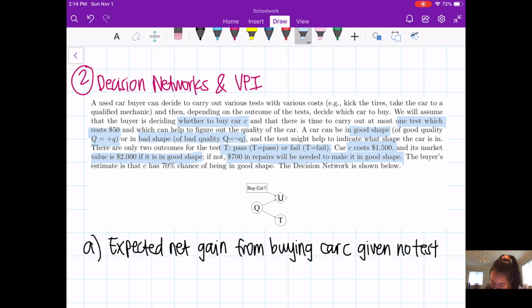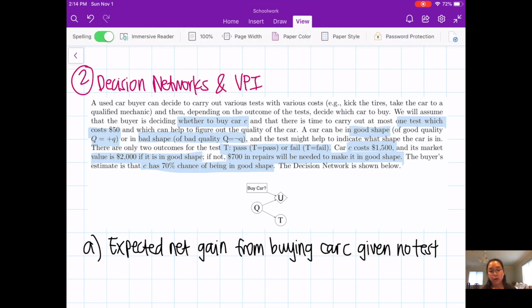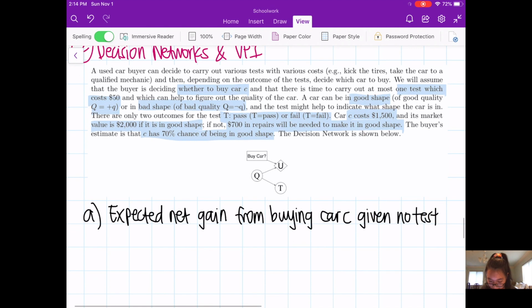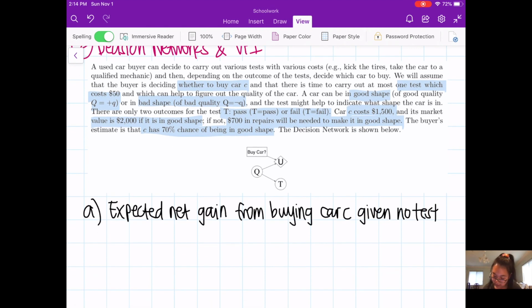And then C is 70% of being in good shape. And here specifically, like the decision network that we are using. Cool. So let's just look at part A directly. It says we want the expected net gain from buying car C, given that we don't do any tests. We are just directly going there and buying the car.